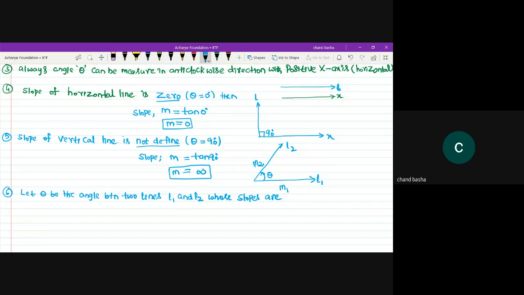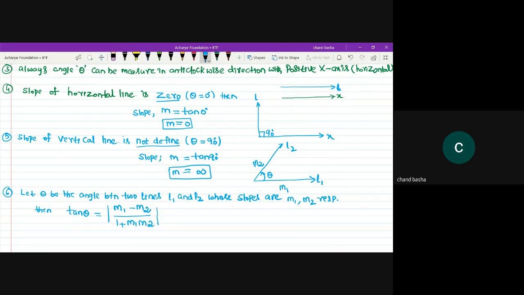Let theta be the angle between the two lines whose slopes are, what are the slopes that I have given to you? M1 is the slope of the first line and M2 is the slope of the second line, respectively. Then tan theta is equal to, one important formula will be given to you for finding the angle between the two lines whose slopes are given. M1 minus M2 divided by 1 plus M1 into M2.